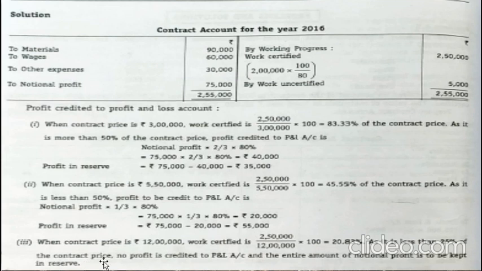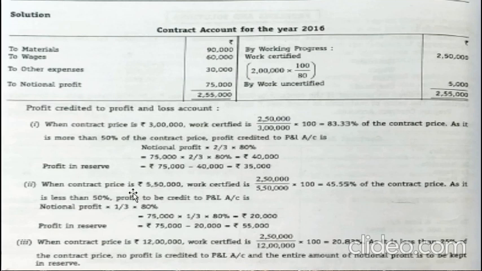Then your third alternative, when your contract price is 12 lakh. The percentage of work completed, by using the formula work certified divided by contract price into 100, is 20.83%. As it is less than 25% of the contract price, no profit is credited to profit and loss account, and the entire amount of notional profit is to be kept in the reserve. So this is how you will calculate.